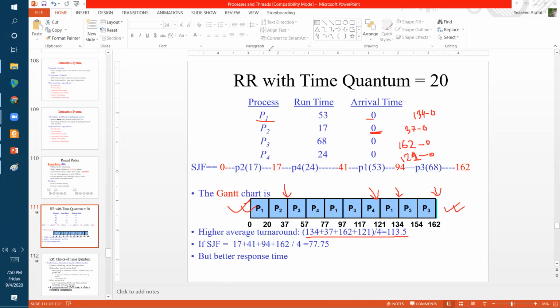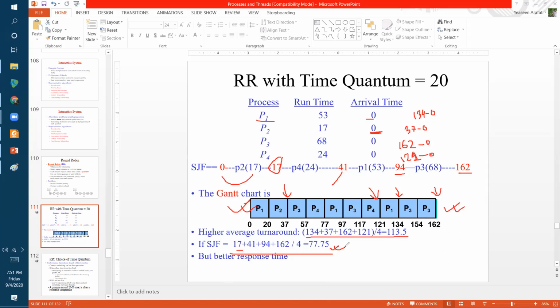But in SJF, the turnaround time is end time minus arrival time, and as the arrival times are the same, it is 0. So 17 minus 0 plus 41 minus 0 plus 94 minus 0 plus 162 minus 0, divided by 4. In SJF it will be 77.5.